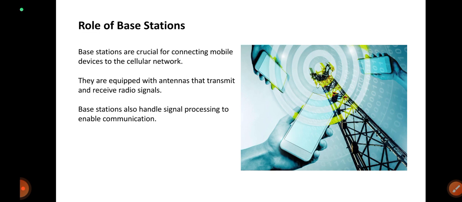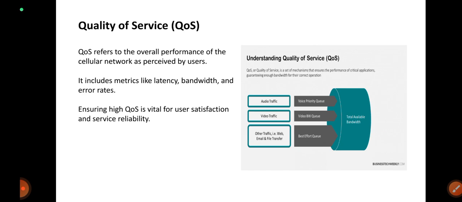The role of base stations. Base stations are crucial for connecting mobile devices to the cellular network. They are equipped with antennas that transmit and receive radio signals. The base stations also handle signal processing to enable communications.